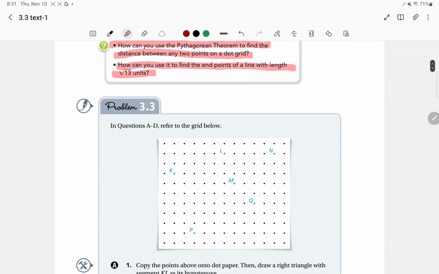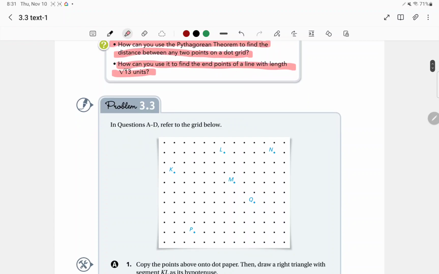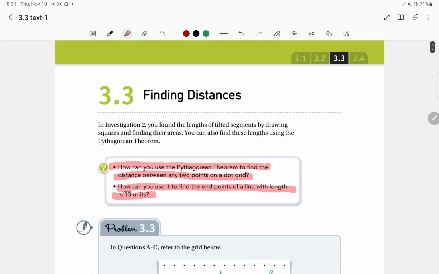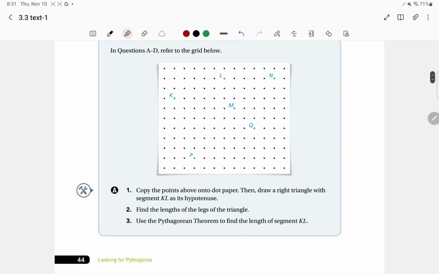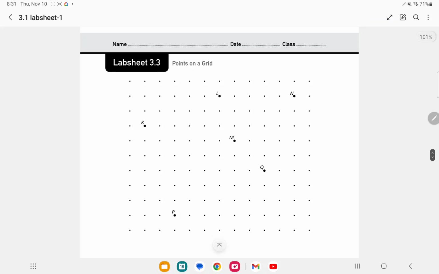So you will be able to use a lab sheet on this. If you have the lab sheet for 3.3, which I'll pull up here in a bit, you could answer all of your questions from 3.3 on this lab sheet. Just make sure you title it 3.3 Finding Distances. Otherwise, you will need graph paper or dot paper, either one of those. Here's what that lab sheet looks like.